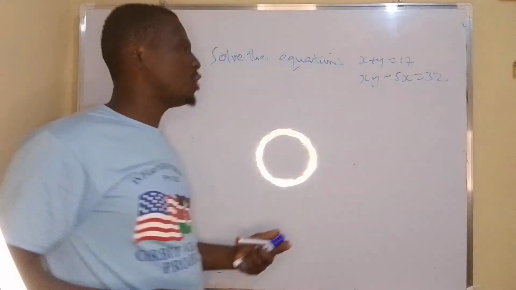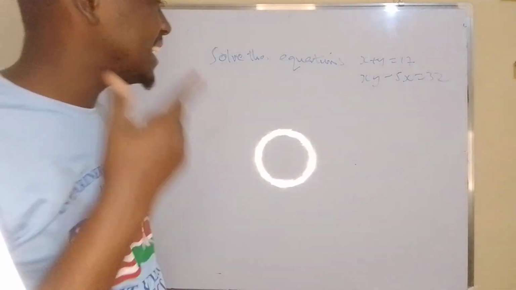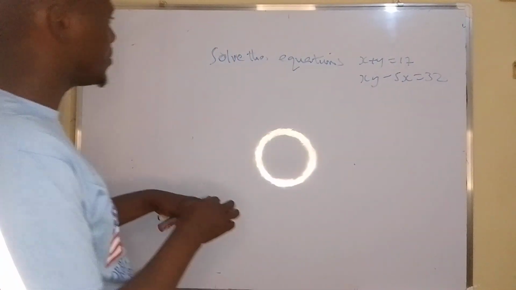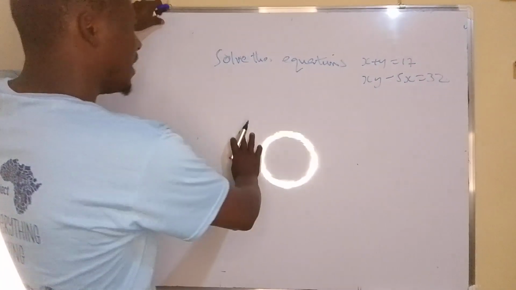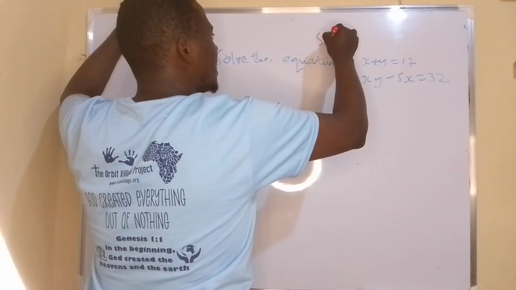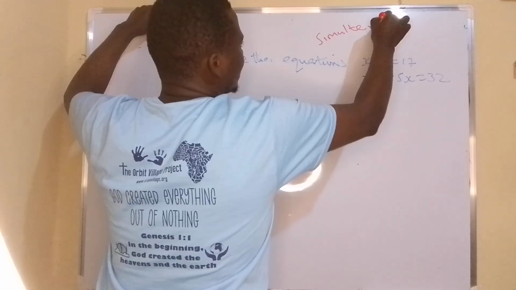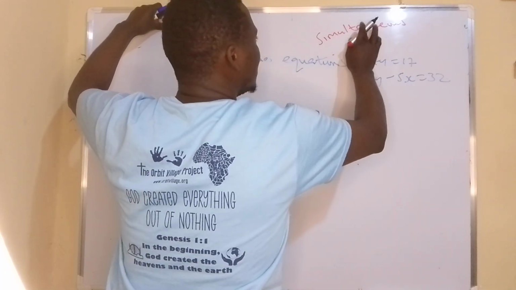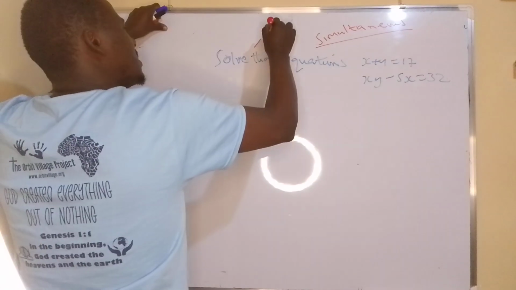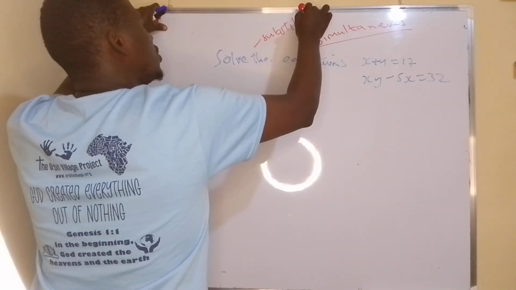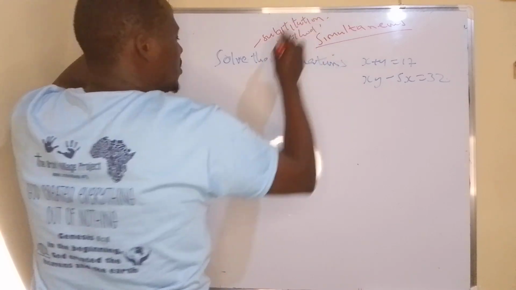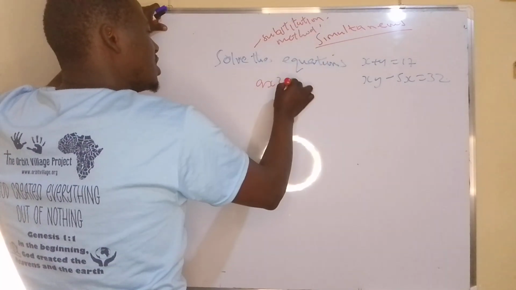Okay, the question is: solve the equations x plus y equals 17, xy minus 5x equals 32. Stay tuned. Let's get started. These are simultaneous equations, and you can solve them using the substitution method. But you have to come up with something that looks like this at the end of that.